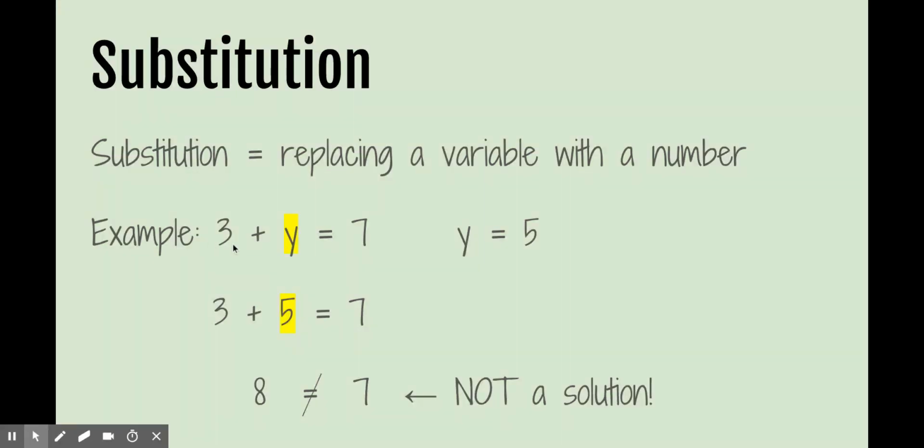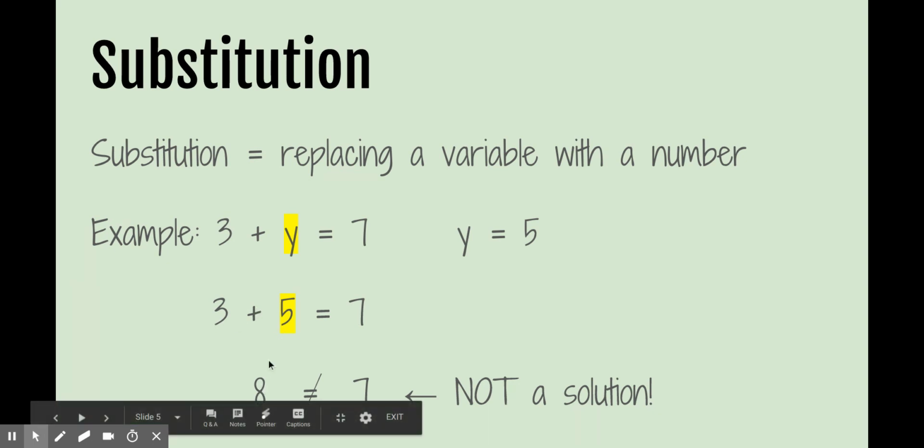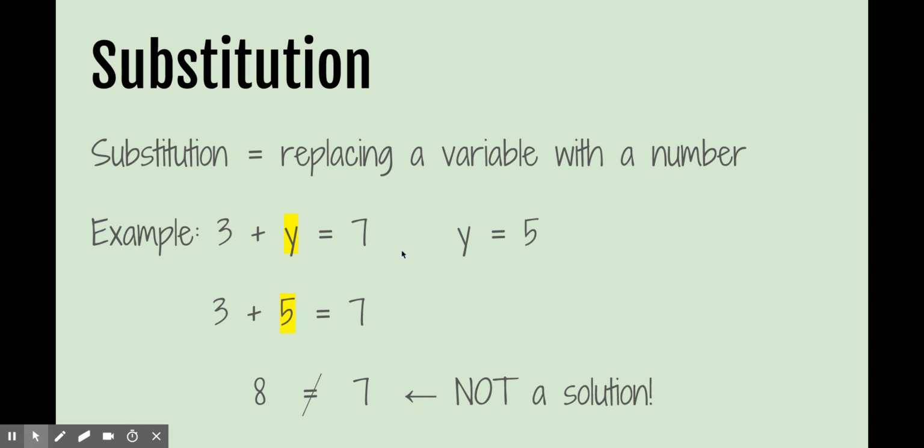So here's an example where maybe I gave you the equation 3 plus y equals 7, and I said, if y equals 5, would that be a solution to this equation? So if y was 5, would that make this true? Using substitution, I basically just fill 5 in for the y. So I'm replacing the variable with the value, and I have 3 plus 5 equals 7. Does 3 plus 5 actually equal 7? No, it equals 8. Usually if something is not equal, we put a slash through the equal sign like that. That's our symbol showing us that it's not equal. And so this would not be a solution to this equation. y equals 5 is not the solution.